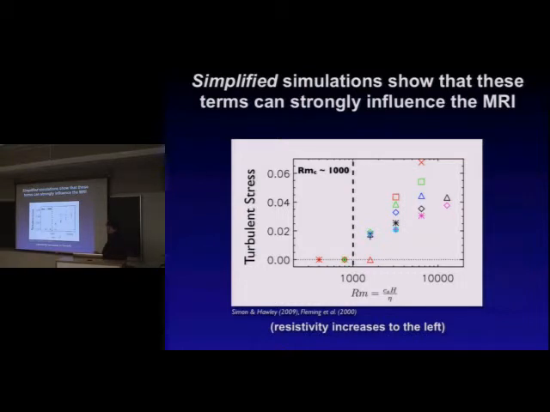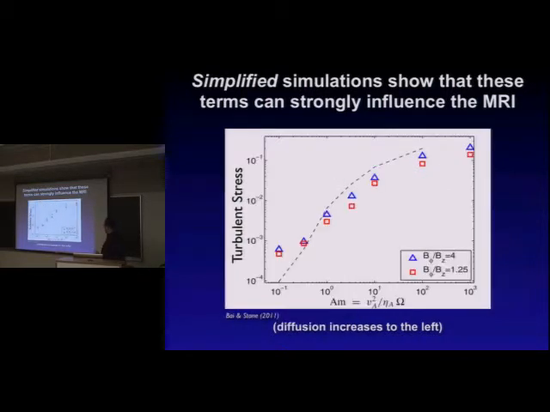So resistivity increases to the left, and so you get an increase in stress. And below that critical magnetic Reynolds number, as defined here, you get no turbulence at all. So the resistivity just completely quenches away the MRI. And the same thing is true for ambipolar diffusion, in a paper by Bai and Stone, except they find that there's always a minimum stress level, although it's so small down here, it's probably not going to even matter. But you get a general trend: as you decrease ambipolar diffusion, you make the stress stronger.